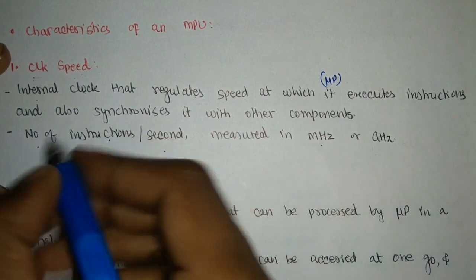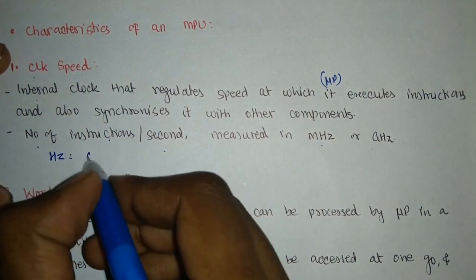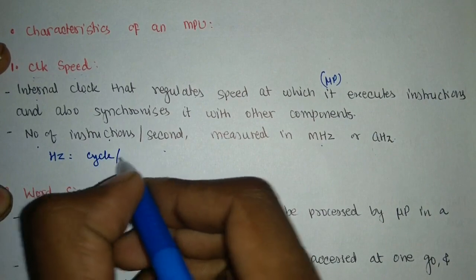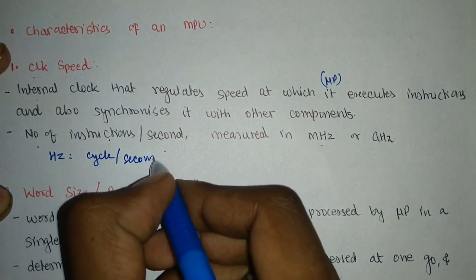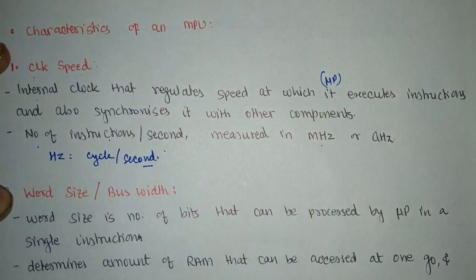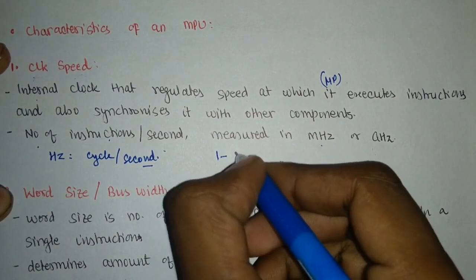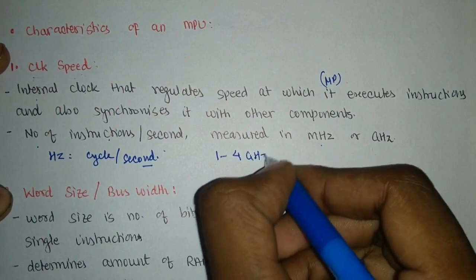1 hertz is basically a number of cycles per second, right? That is what we mean by a hertz, or basically our instructions per second. For our microprocessors, we have already discussed that we can have 1 to 4 gigahertz of clock speed.